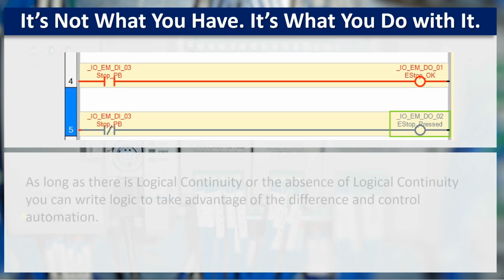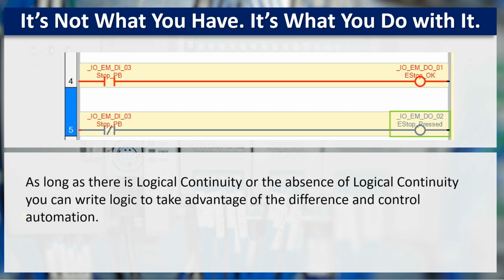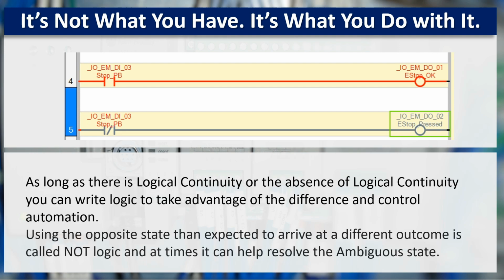As long as there is logical continuity, or the absence of logical continuity, you can write logic to take advantage of the difference and control automation. Using the opposite state than expected to arrive at a different outcome is called NOT logic, and at times it can help resolve the ambiguous state. As we mentioned, it's not the contact that you use, and it's not even the value of the contact. It's how do you want to interpret it?